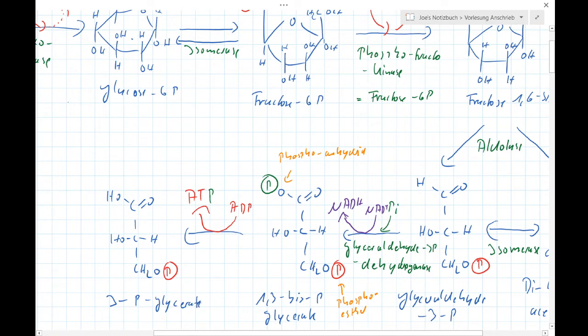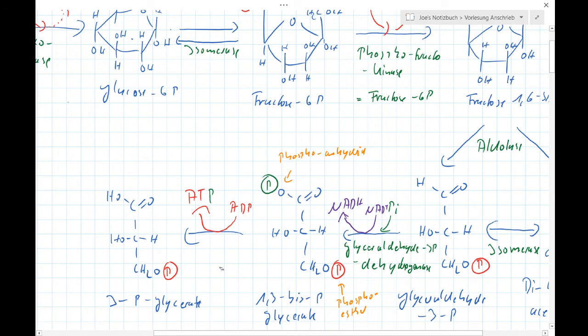So the backbone is the same. It's still glycerate, but in this case, we have just the phosphorylation left at the 3 position. Now, how is the enzyme called? Catalyzing this step, this enzyme is called according to the back reaction. So this often happens. The back reaction, if you go in this direction, would of course be a phosphorylation.